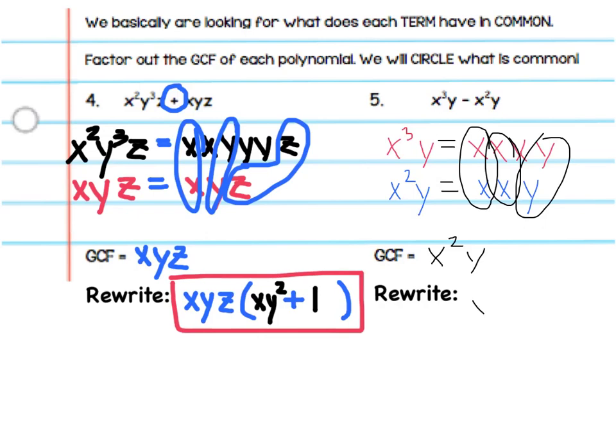When we rewrite it, the GCF goes on the outside of the parentheses. We're going to have a minus sign in between. What did we not circle in the first part? An x. We circled everything in the second part, so remember, we make sure we carry the 1. There's our answer.